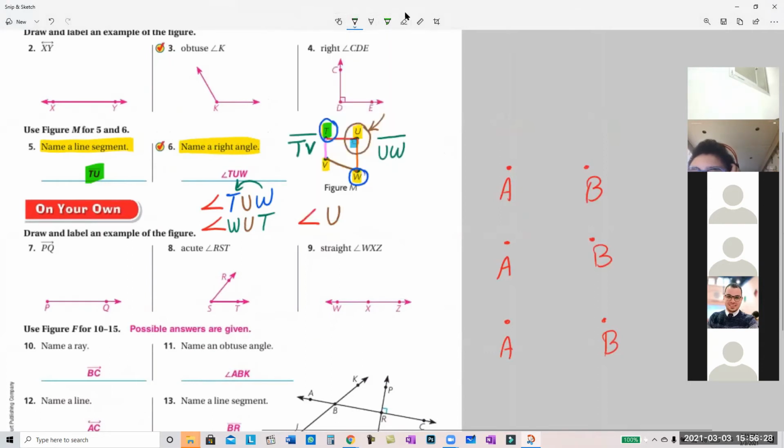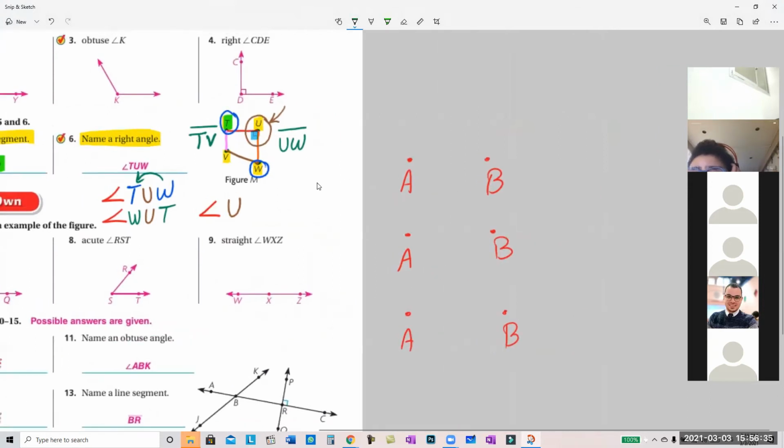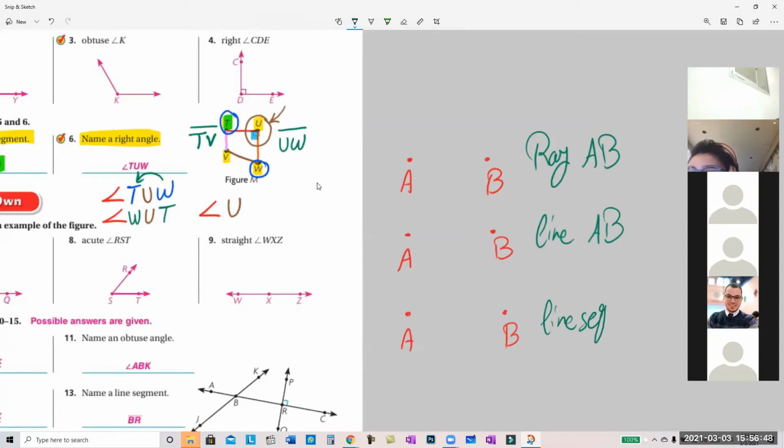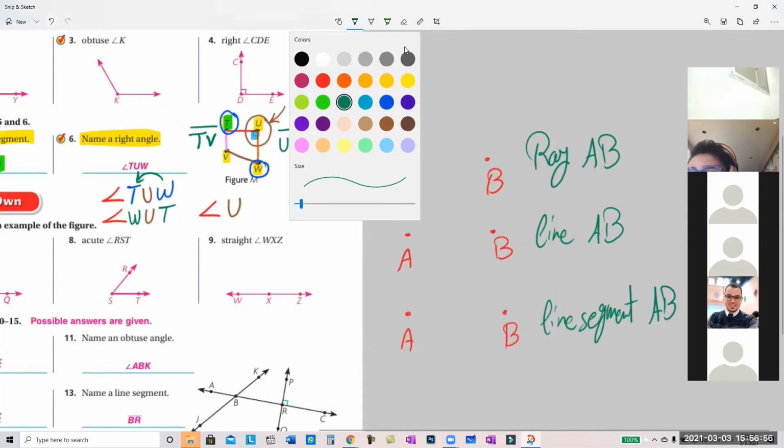Okay, now, firstly, I will ask you to draw in the first one ray AB, and here line AB, and here line segment AB. Okay, so what we're gonna do here, Lu'ay, you're still with me?